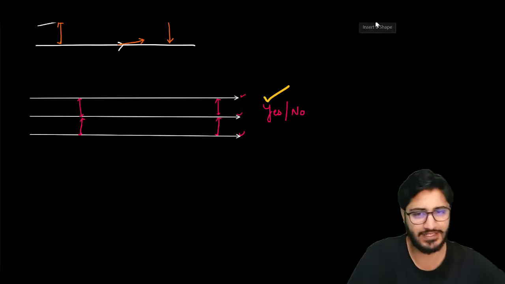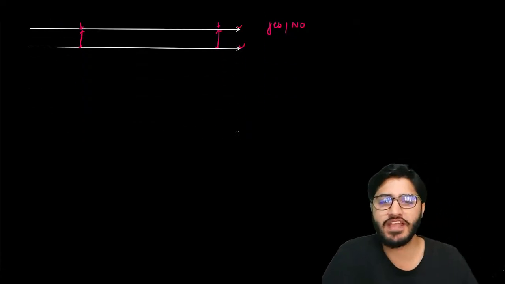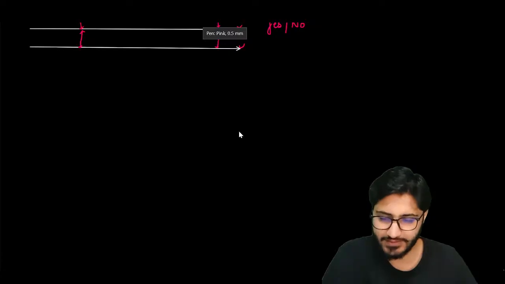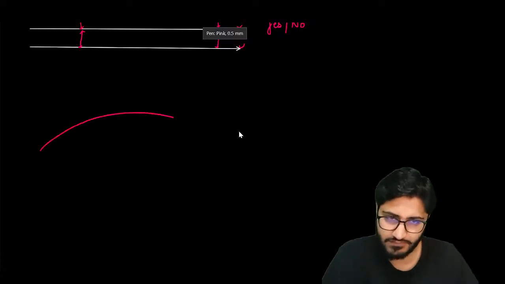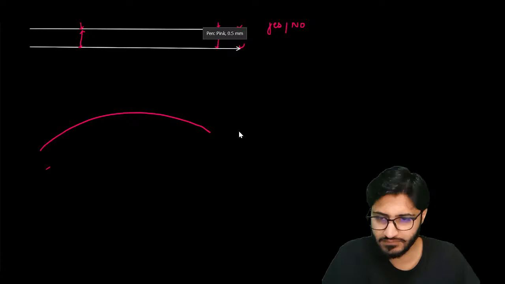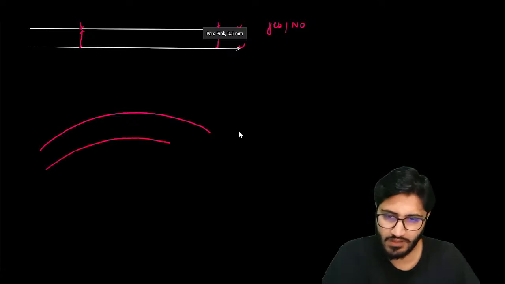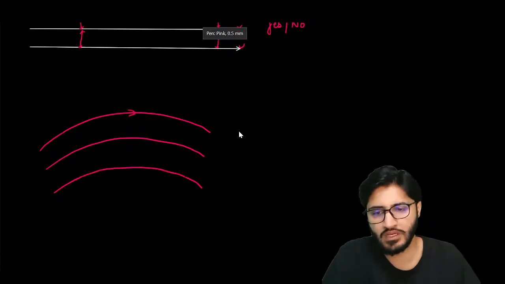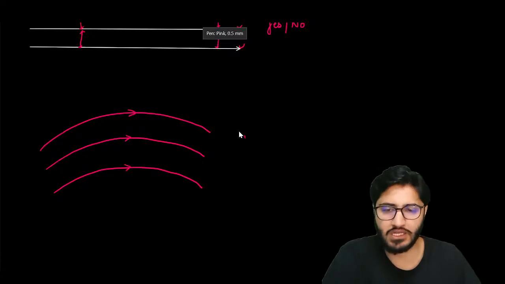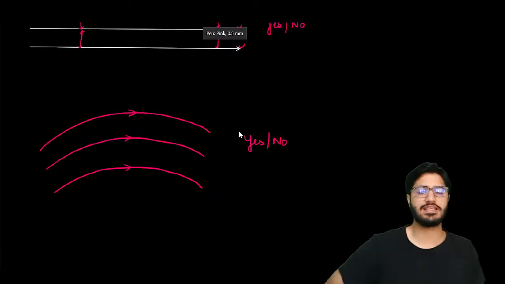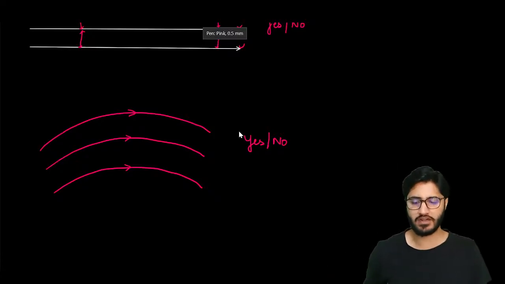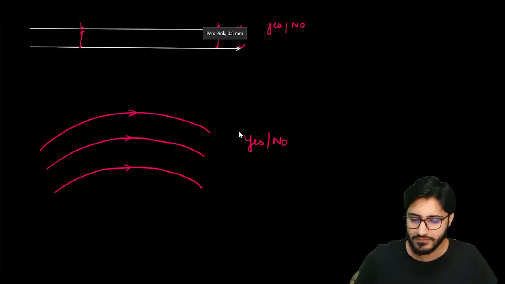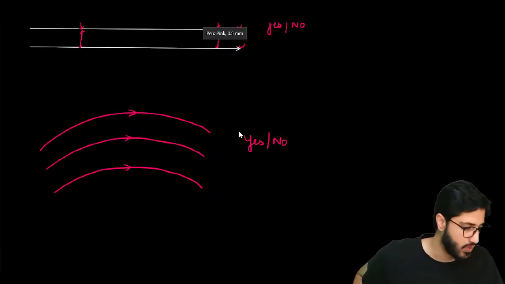Okay, one more example. If we have something like this, look. What about this one? Yes or no? Do these lines represent a uniform electric field? Yes or no?